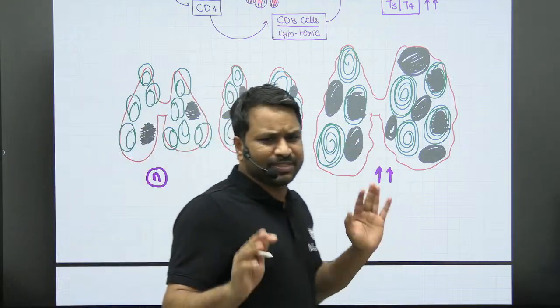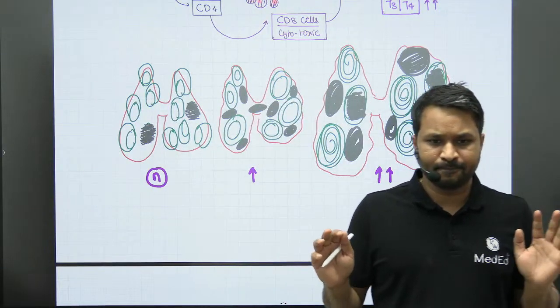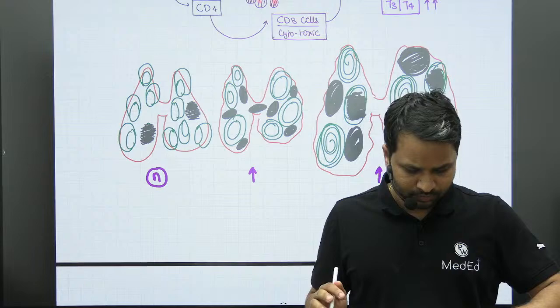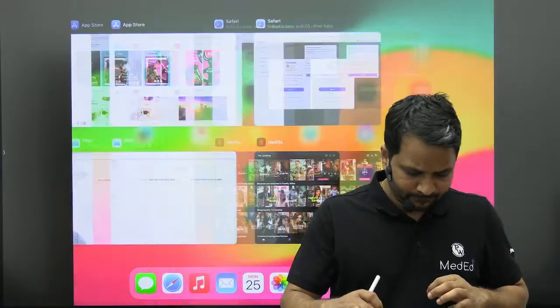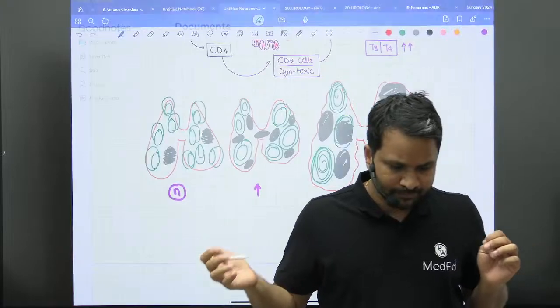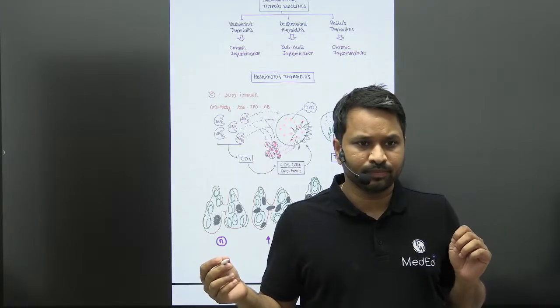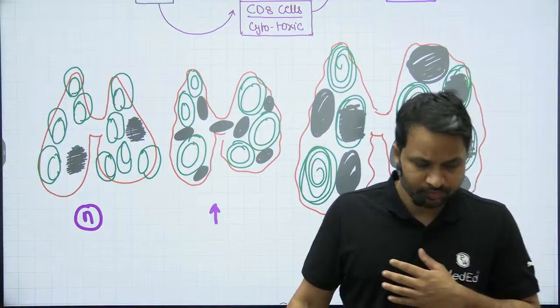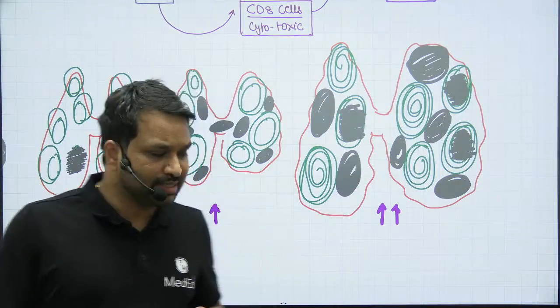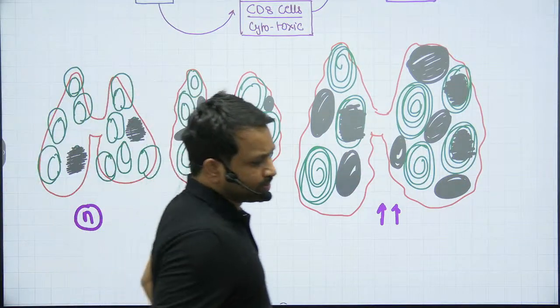So this is the whole subset. I hope everybody is clear. Okay. So this is how you can see the gland is going to compensate, right?